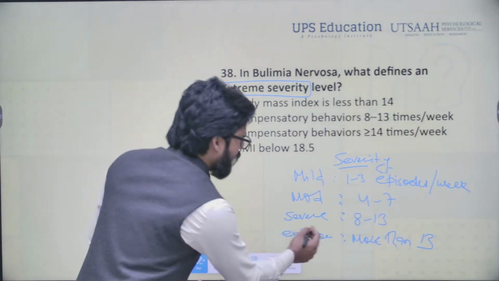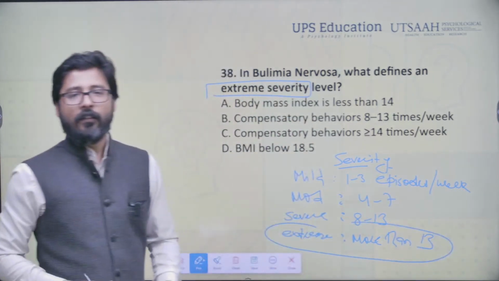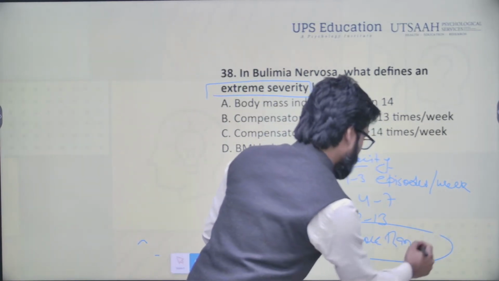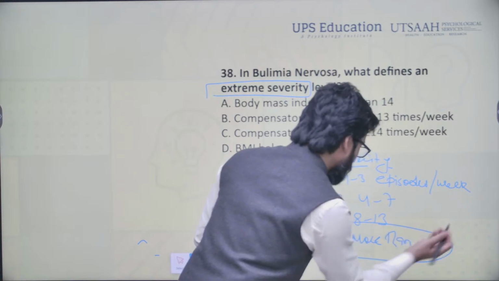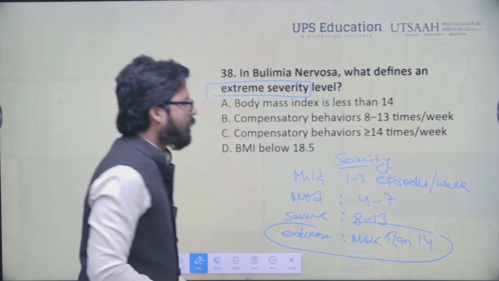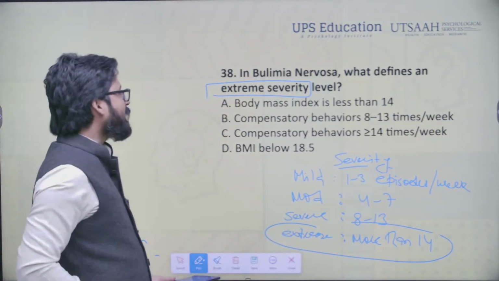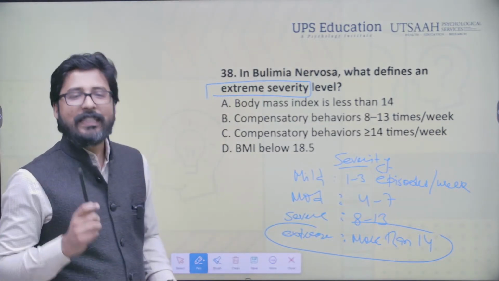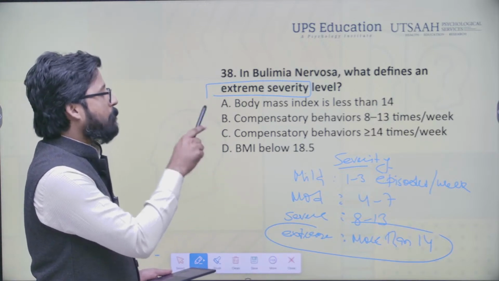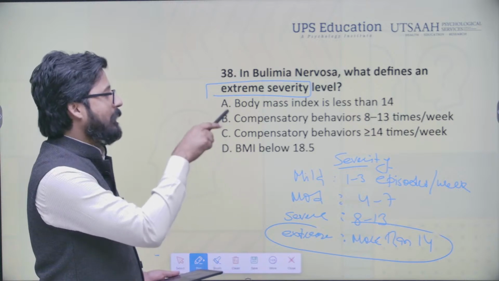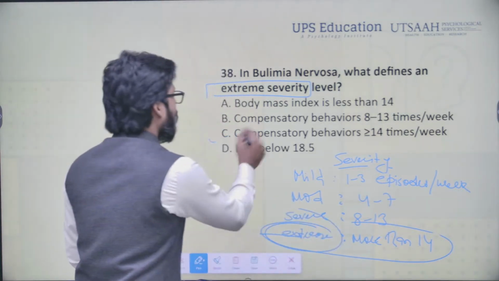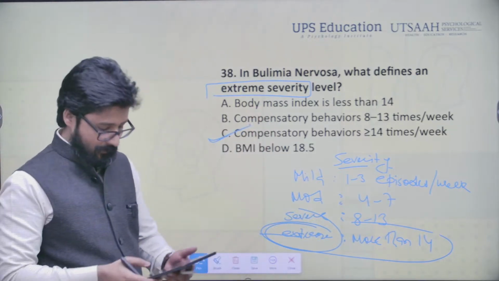Extreme, right? So extreme is 14 and more than 14. I am just writing 14 and more than 14. So here you can see the correct answer will be C, because C mentions compensatory behavior more than or equal to 14 times per week. So according to this extreme, we can say C will be the right answer.